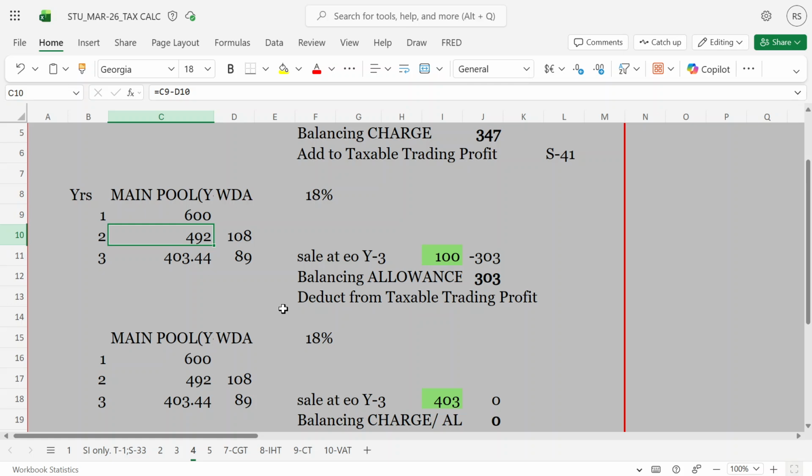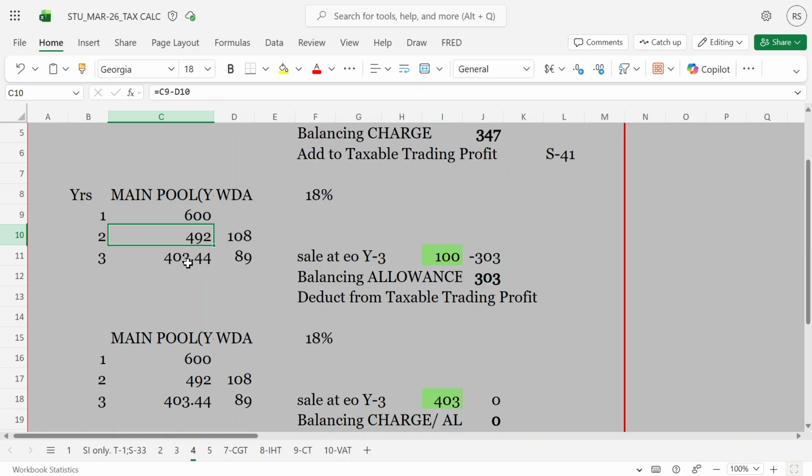Let's say there's no other transaction happening in the second year, then this will be correct. So at the end of year one, we had 600, and we applied 18% on the 600 and got a writing down allowance of 108. The opening balance of year two was 492, this minus this. There's no other transaction in year two, so the closing balance is also 492.